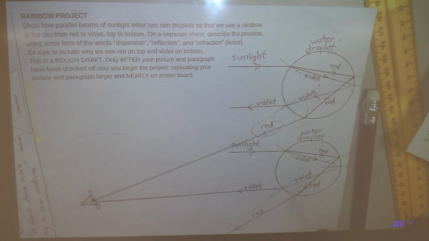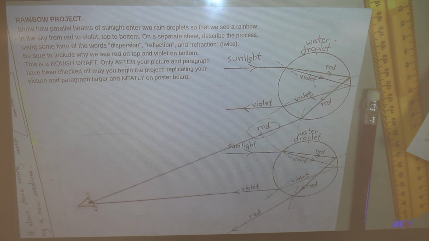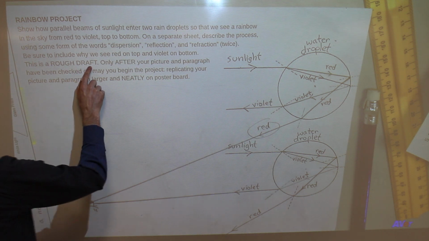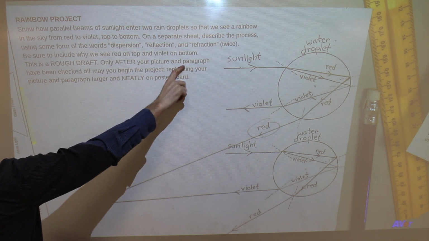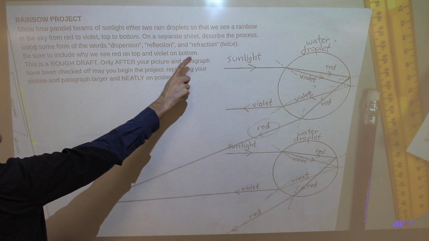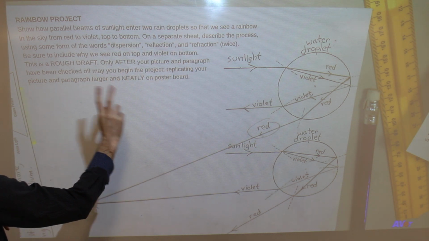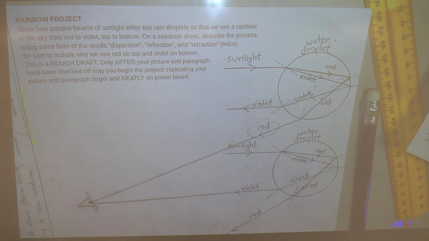Now if you read this paragraph, it says this is a rough draft, even though it should be pretty exact over there. Only after your picture and paragraph, which we'll talk about next, are checked off, then start the project, which is pretty much replicating your picture but bigger, in color, and then a nice neat paragraph written on it too. So let's talk about how to do that paragraph.